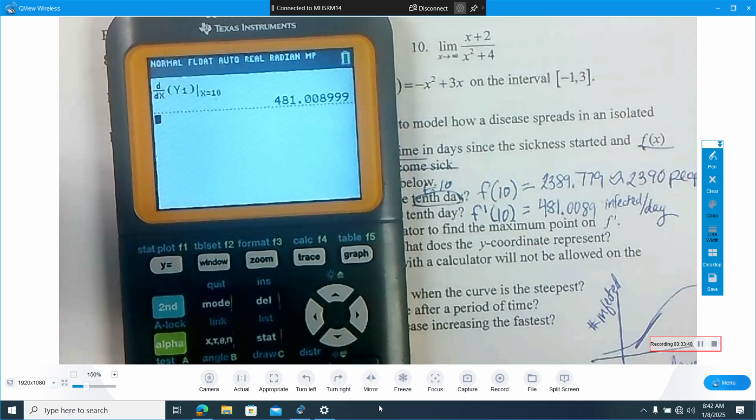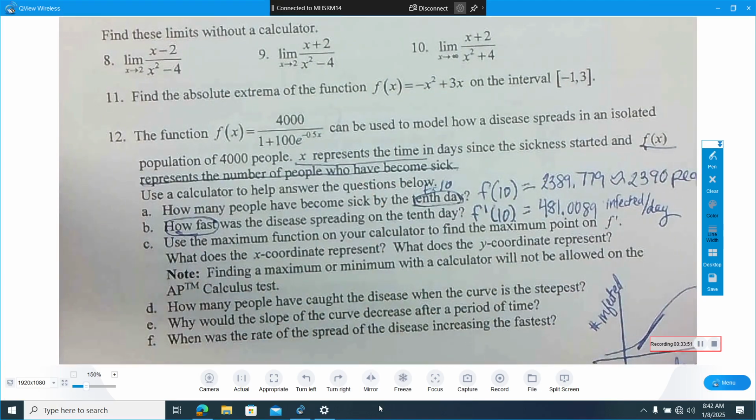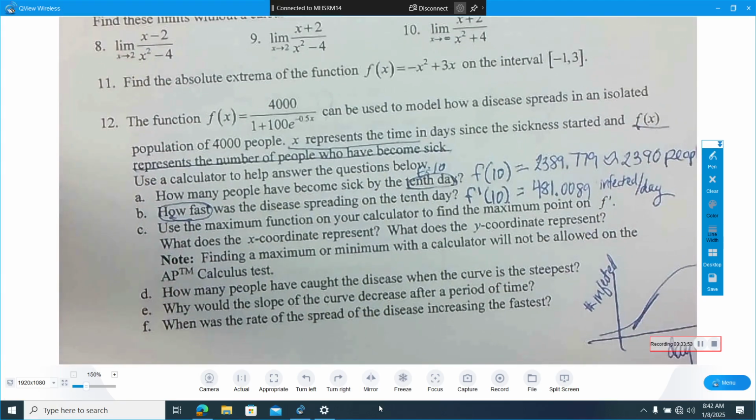So 481 people are becoming infected every day. Seems like a lot, doesn't it? And a population of 4,000 people. Yeah, it's crazy, right? All right.